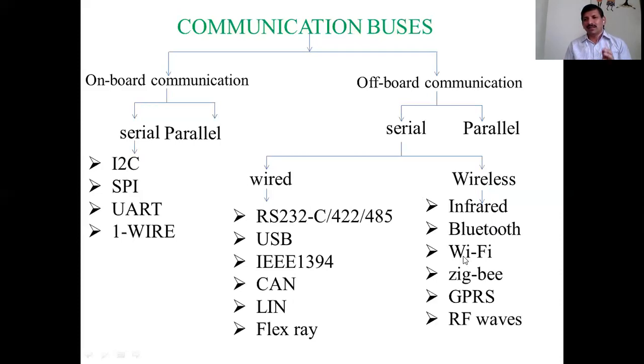Next, Wi-Fi, wireless fidelity, Zigbee, GPRS, RFID. These are the different wireless communication buses we are using in our embedded systems.